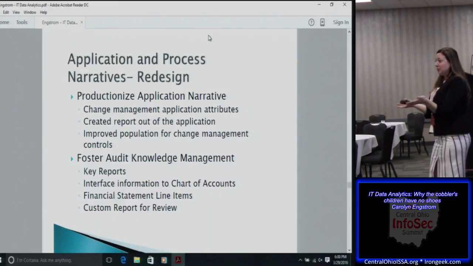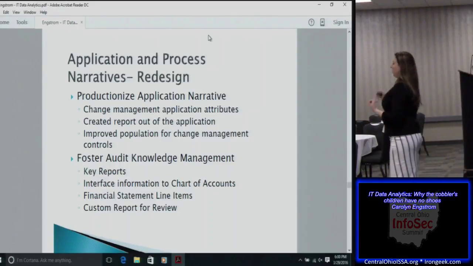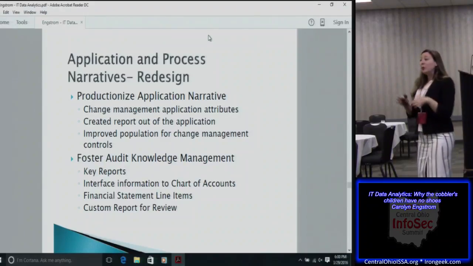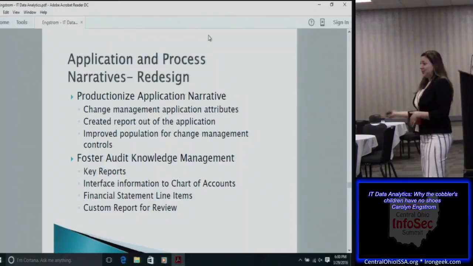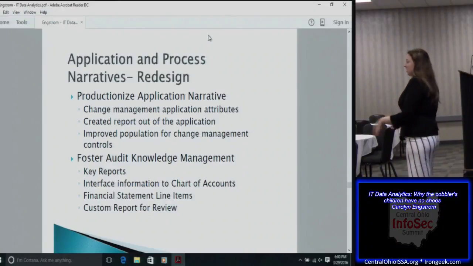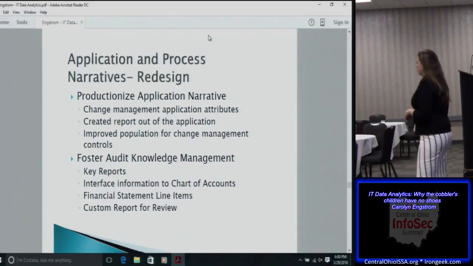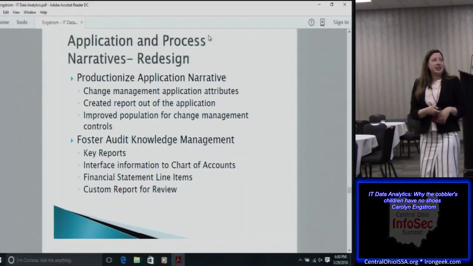So not just the people that supported, that knew what Sarbanes-Oxley was, but now the people that supported the application, they knew what the interfaces were, they knew what the key reports coming out of that application were. And we were able to eliminate all the overhead that the poor IT people had to do in updating that narrative. It just became a part of the change management process. They would just look in the change management system to make sure all the documentation of the application is up to date. We eliminated redundancy.